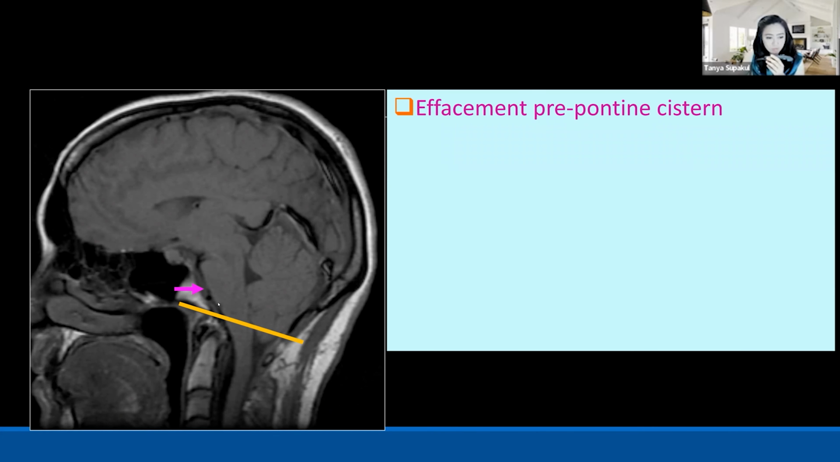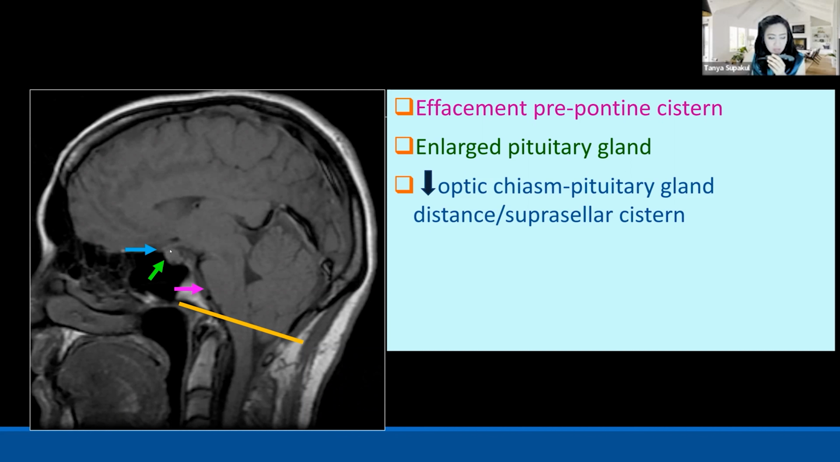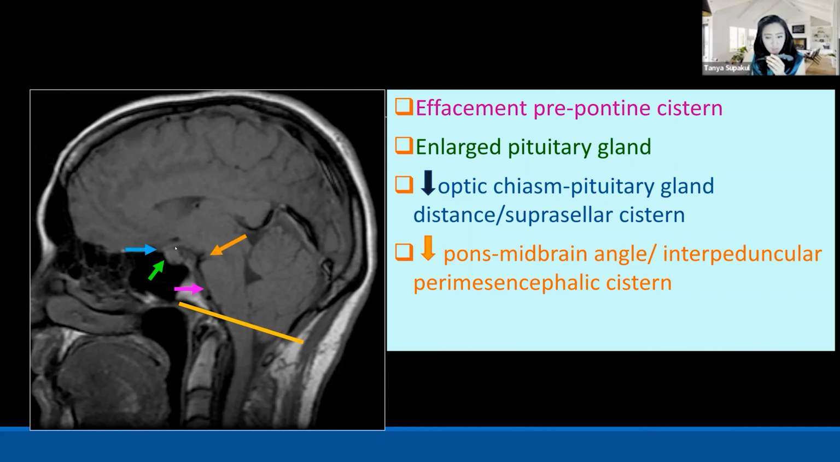maybe flattened. And then when you check on the sellar area, you can see a little bit of juicy anterior pituitary gland. And then you lost the CSF in the suprasellar cistern. No definite CSF over there between the superior aspect of the pituitary gland and optic chiasm. And when you check on the midbrain and pons angle, there is a decreased degree of the midbrain and pons angle.